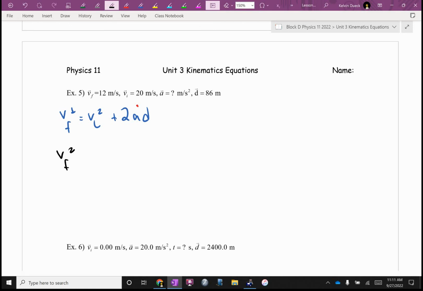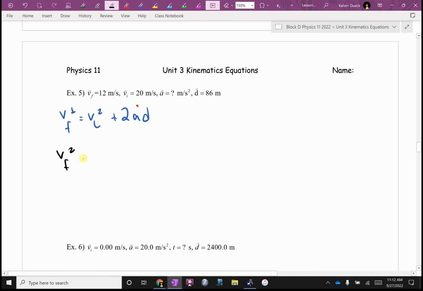What's right next to the A, Aaron? I'll give you a hint. 2 things. What are the 2 and the D doing to the A? So how will I move both of them over? Remember that, remember that, remember that. What else is on the same side as the A? What's the VI squared doing to the A? How will I move it over? Which one am I going to do first? Reverse BEDMAS. Talk to me.